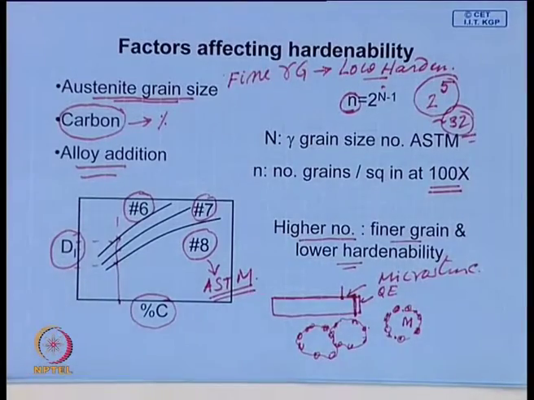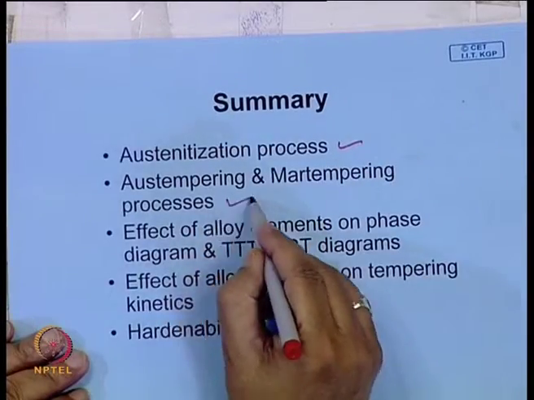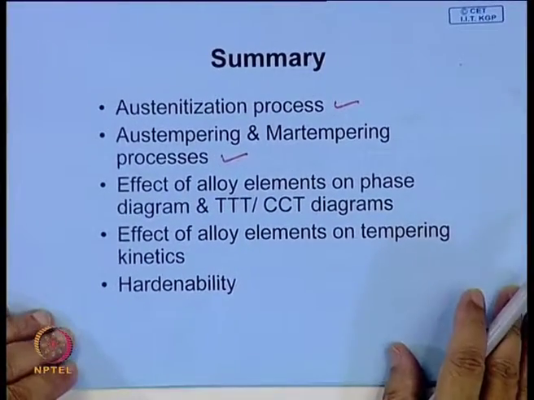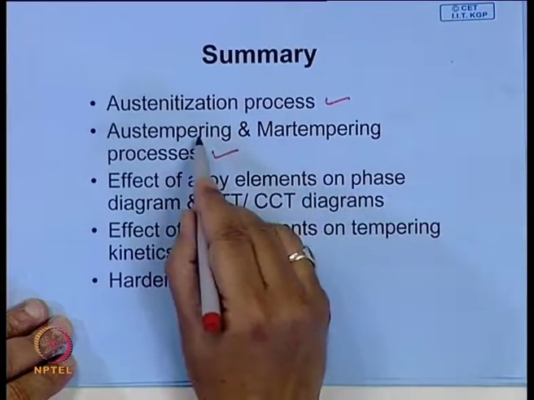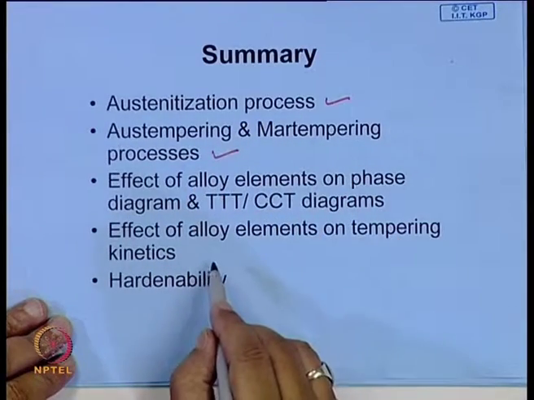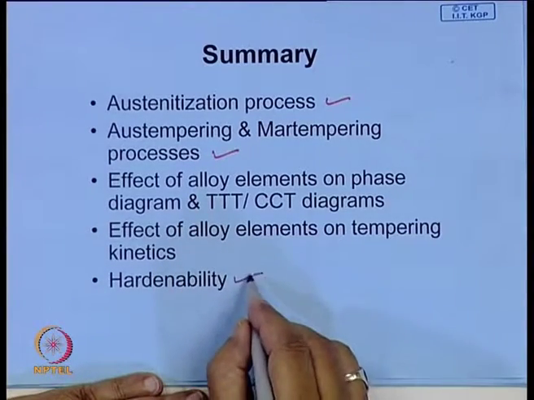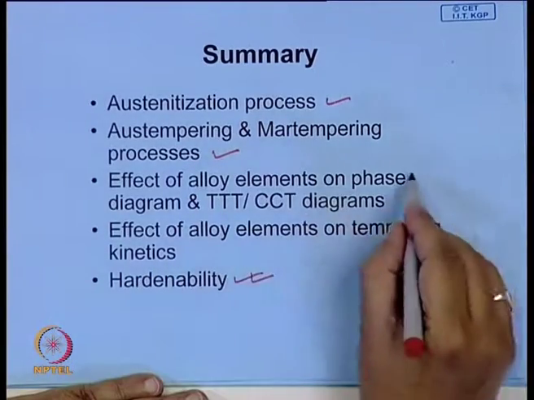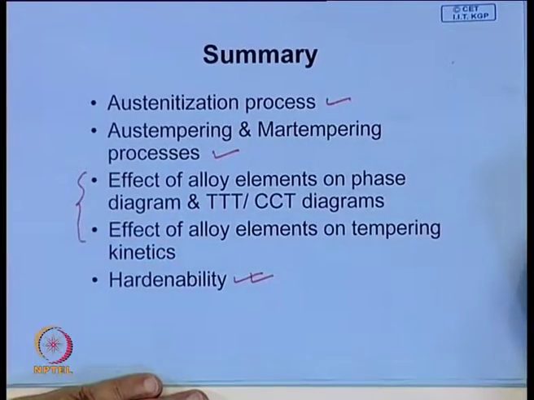but we always prefer fine austenite grain. So, just to sum up, what we have covered today is the austenitization process. We looked at two important isothermal heat treatment procedures, austempering and martempering. We have looked at hardenability in a little detail. I think what we missed, maybe we will consider in the next class. Thank you very much.